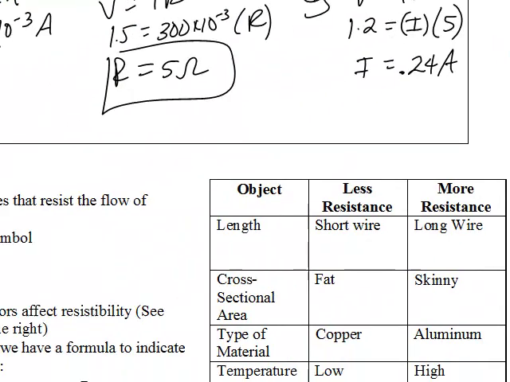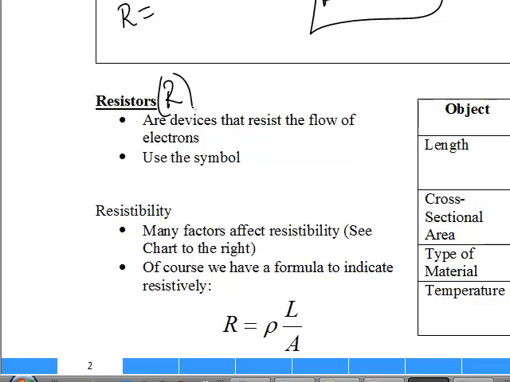The next thing I want to talk about is a resistor, R. A resistor is any device that resists the flow of electrons. For you, anything that we plug in is going to be a resistor. The TV that's on right now, my cell phone is a resistor. The clock is a resistor. Anything that uses electrical potential energy will be a resistor.